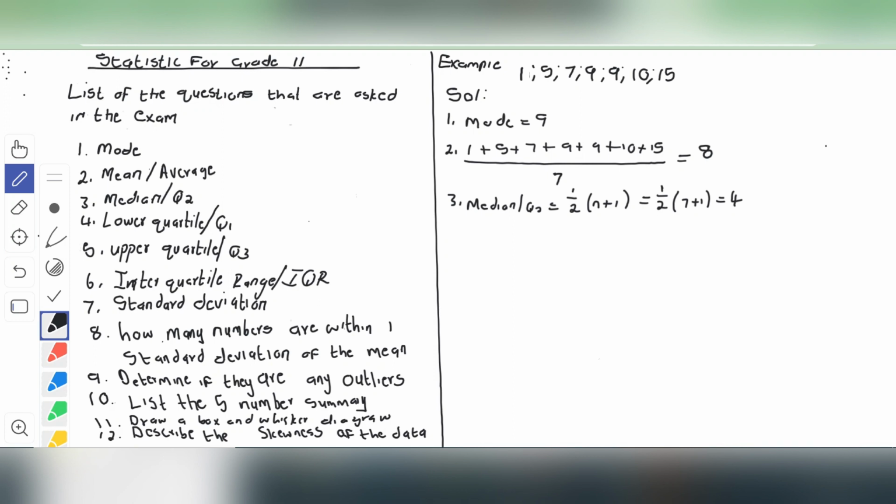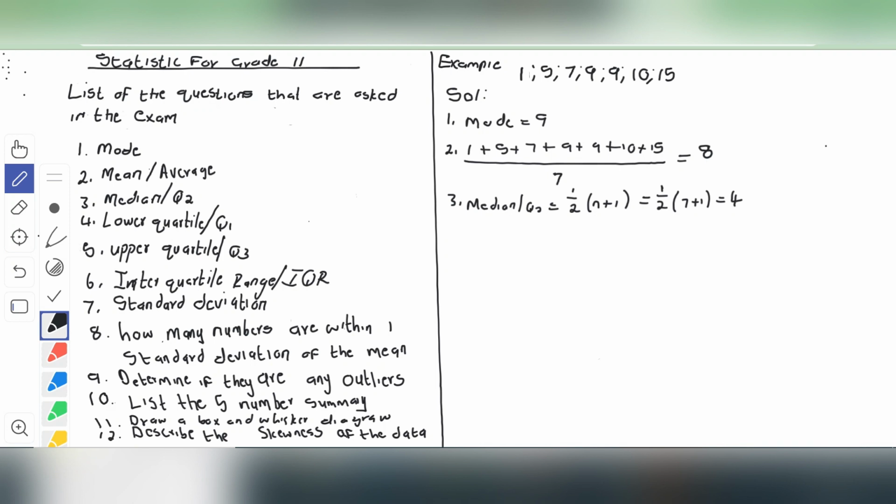This formula here, which is 1 over 2 into n plus 1, helps you to know where the median is. It's like a GPS, right? So it helps you find where your median is. If you've calculated and found that our answer is 4, we are going to count through the set. When we arrive at 4, that is our answer, that is our median.